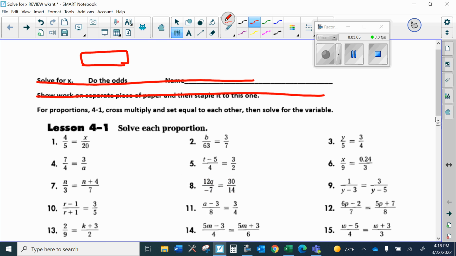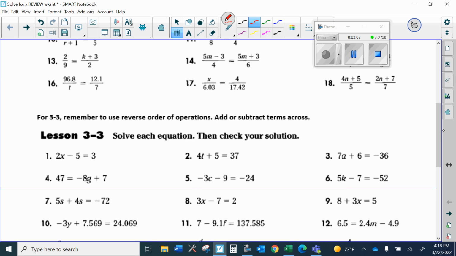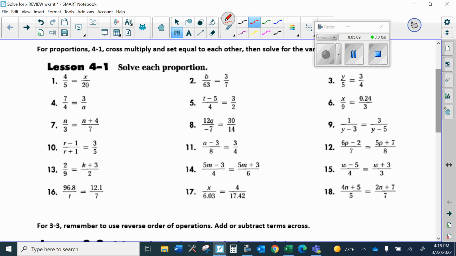Now let's do another one where I have a binomial, two terms in both of them. Let's say number 12 here. Okay. Since I have 2 terms in this numerator, I need to put parentheses on it, and I need to put parentheses on that one, because I need to make sure I distribute through. Remember, we're cross multiplying. So if I do that, I have 8 times the quantity 6p minus 2 equals 7 times the quantity 5p plus 7.